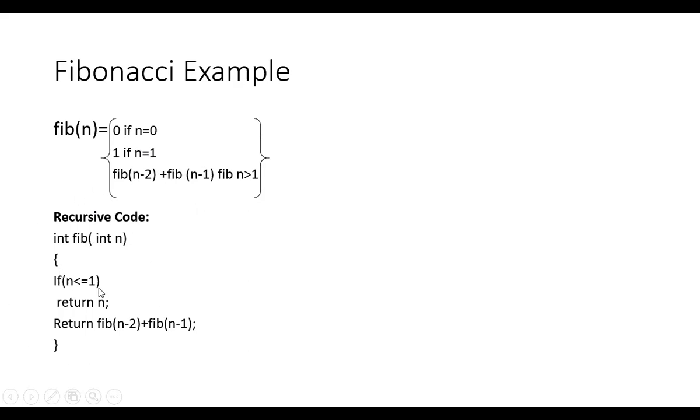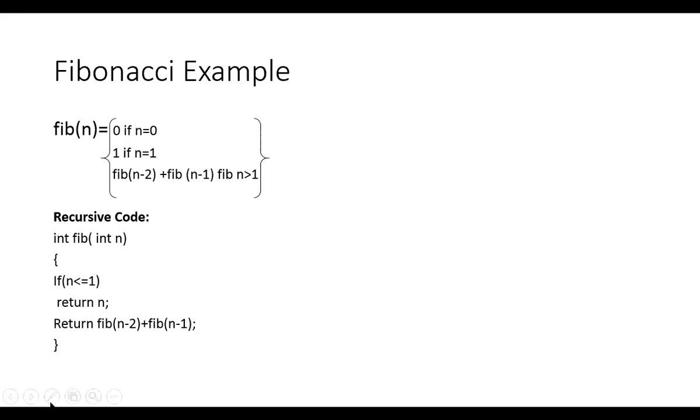So if n is less than or equal to 1, I'm supposing that I'll not be taking the negative value, so this code can be further changed. If n is less than or equal to 1, then return n. Meaning if n is 0, then return 0, and if n is 1, then return 1. But if n is greater than 1, then we have to return Fibonacci n minus 2 plus Fibonacci n minus 1. So that means Fibonacci 0 plus Fibonacci 1. So again, that will be the number. So this is the basic recursive code for this.